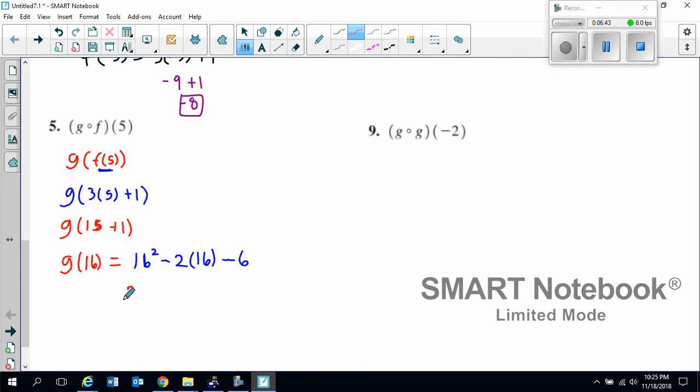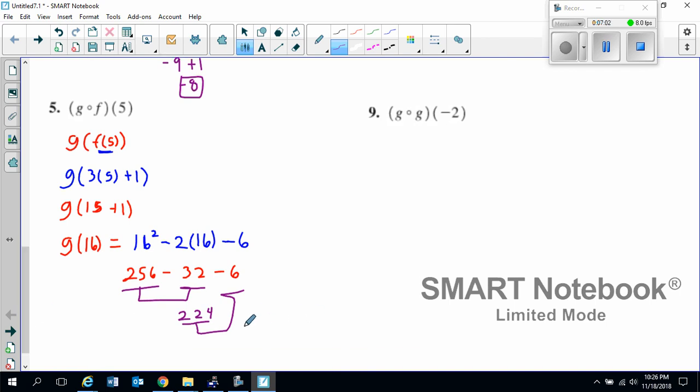So let's see, that's 256 minus 32 minus 6. So let's see, take off 32 from that. That'll give us 224. 224, take away 6. That'll finish up with 218. All right, so that's what we get for number 5.